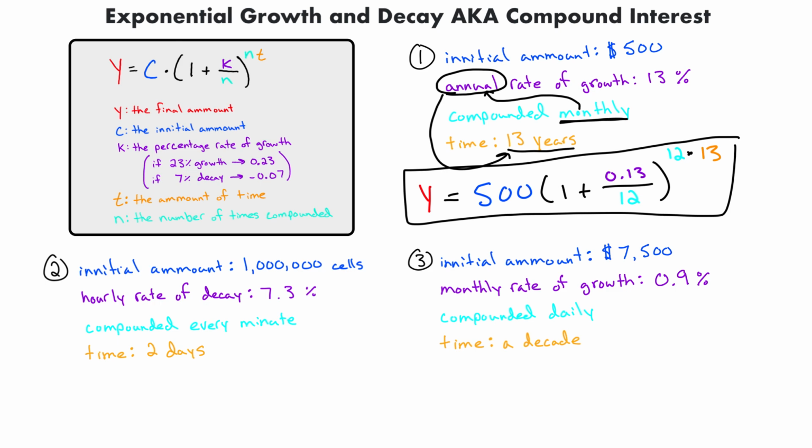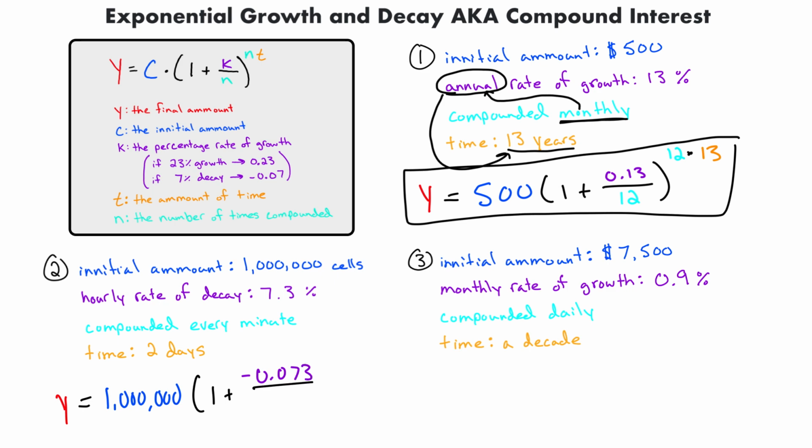Now problem 1 is not that difficult because the units relatively line up smoothly. Problem 2, not so much. Problem 2, I have an initial amount of 1 million cells. There's an hourly rate of decay at 7.3%. It's compounded every single minute, and the time I'm going to let it do its thing is for 2 days. So this is going to be y equals my initial amount, which is 1 million, times the quantity of 1 plus my percentage decay, which is negative 0.073.